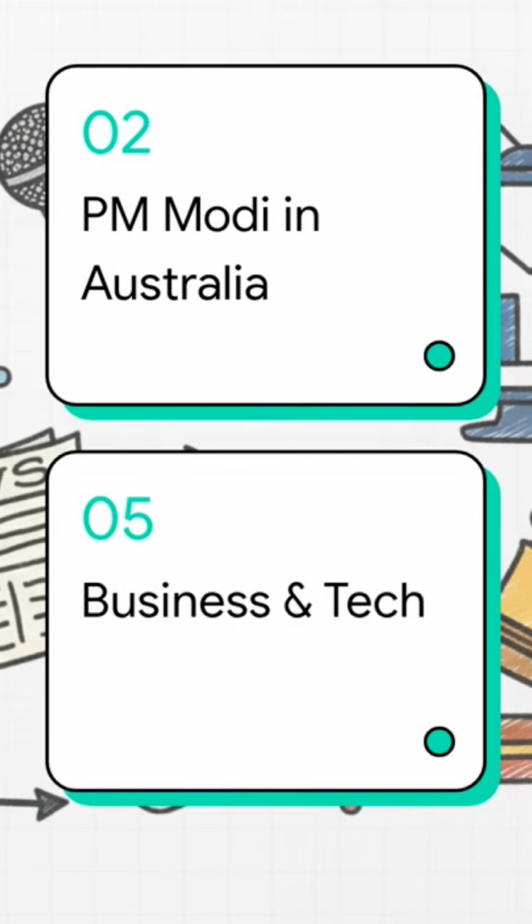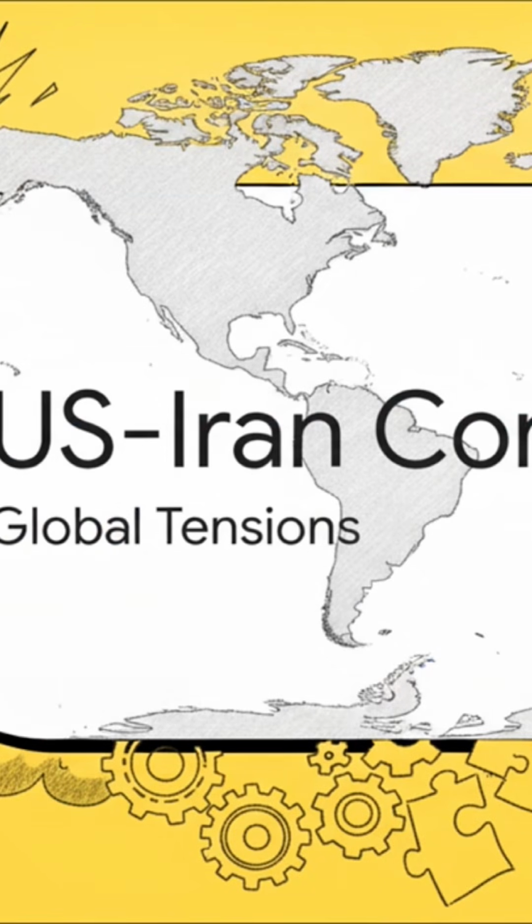Here's the rundown for today. We're starting with global tensions and the US-Iran war, checking in on PM Modi's visit to Australia, then looking at some major shifts in national politics. After that, we'll cover the havoc caused by the recent monsoons and wrap things up with a look at business and tech. All right, Part 1, Global Tensions and the US-Iran War.